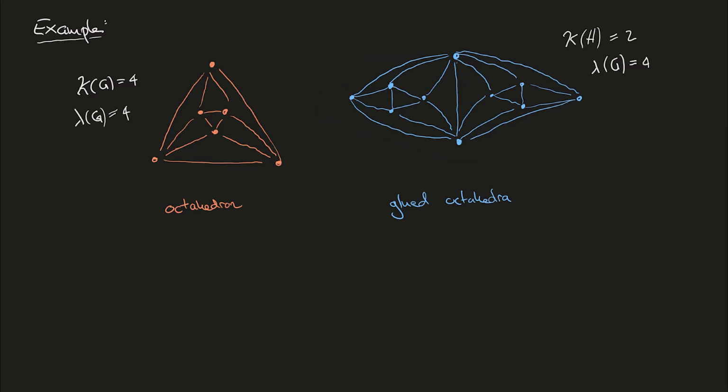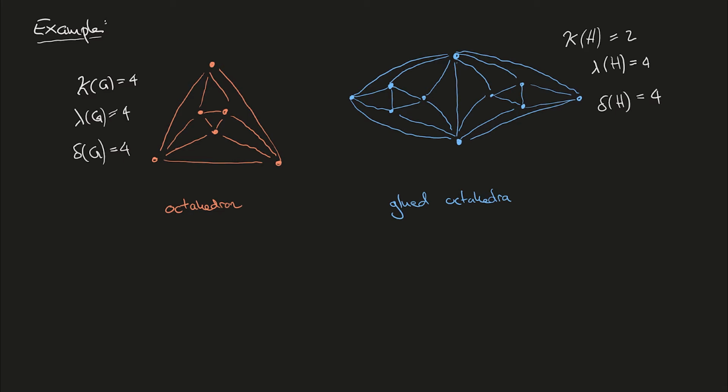Hence we see that in the case of the glued octahedron, the edge connectivity isn't the same as the vertex connectivity, and it's actually larger. Moreover, we've seen that in both of these cases, the minimal degree of the graph is actually 4. Oops, I see I wrote a G here. Actually, this is supposed to be H. So the minimal degree of both the graph G and the graph H is 4.